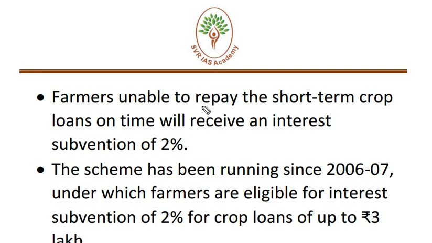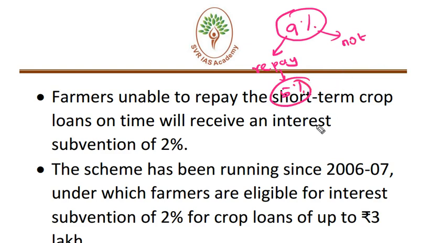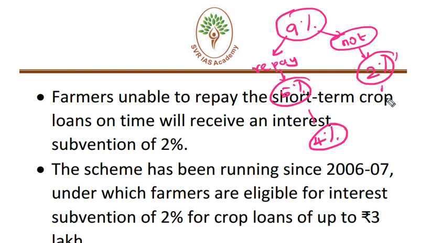Normal interest rate is 9%. The farmers who are able to repay the amount on time will get 5% interest subvention, so that they need to pay only 4% as interest. If farmers are not able to repay their loan on time, they will get only 2% subvention and they have to pay 7% interest.